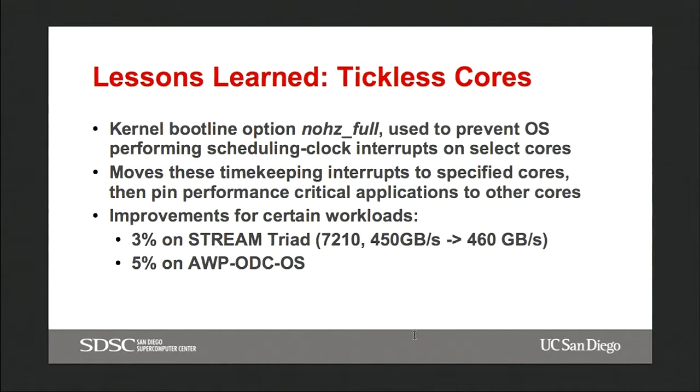So by specifying this nohz_full option, you can turn off these interrupts on most of the cores. You've got to leave it on 1 or 2 cores. For STREAM Triad, it gives you about a 3% performance boost, and for our application, we get about a 5% performance boost. And that's not negligible.